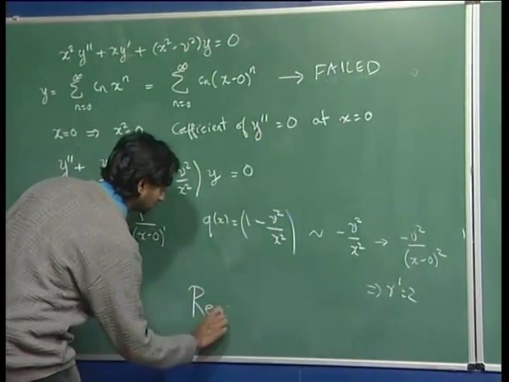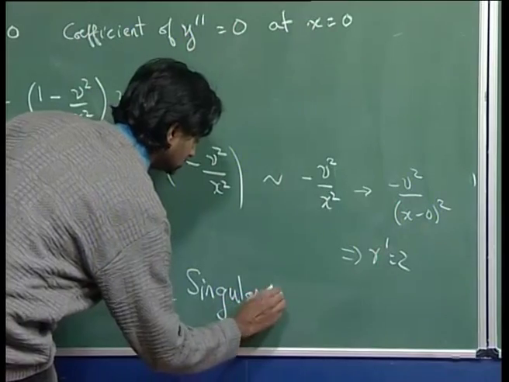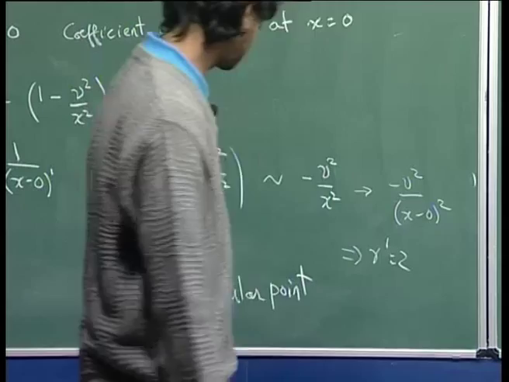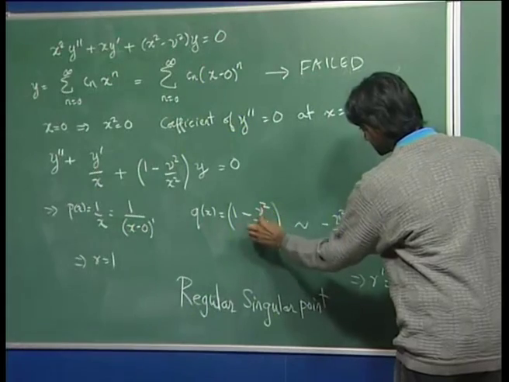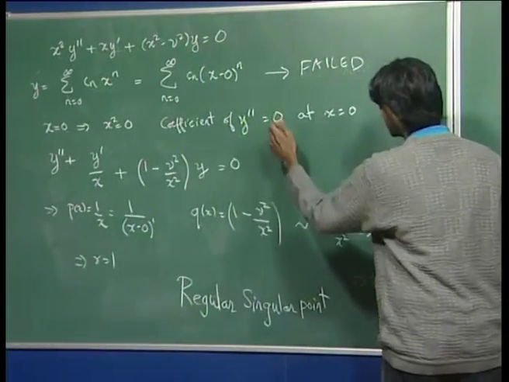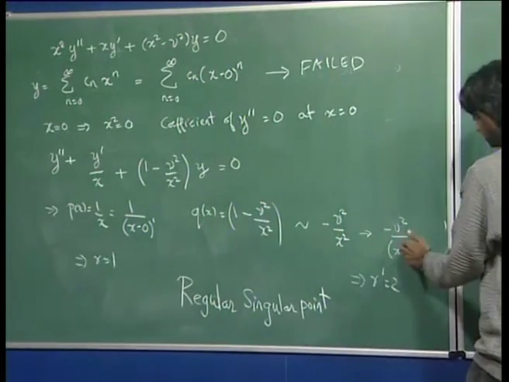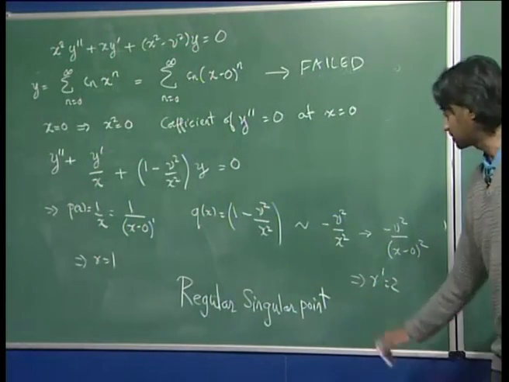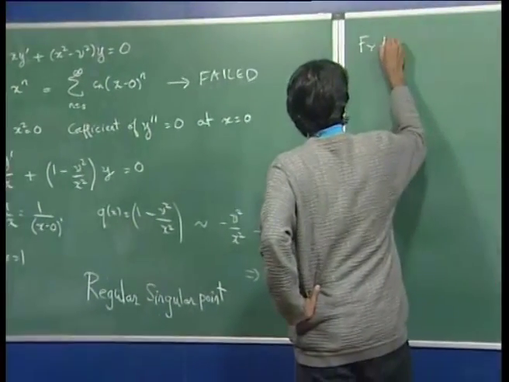So this is a regular singular point. You have to analyze which term is largest when x tends to 0, and that term turns out to be this one, because the other becomes much smaller, and this is proportional to 1 over x squared, so r prime equal to 2. Since r equal to 1 and r prime equal to 2, this is a regular singular point, and that means you can use the modified power series method, which is also called the Frobenius method.